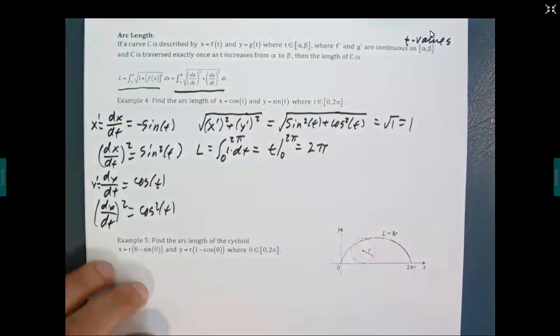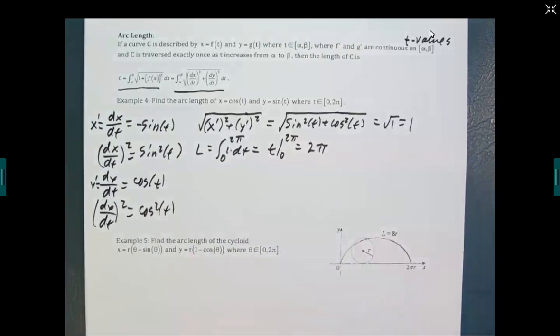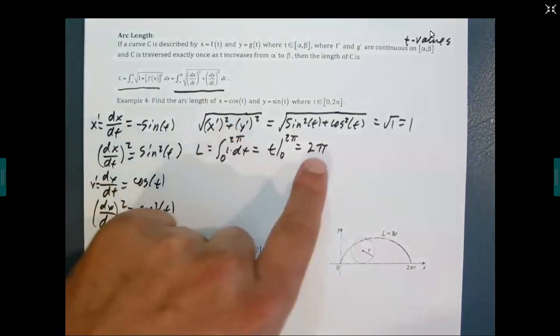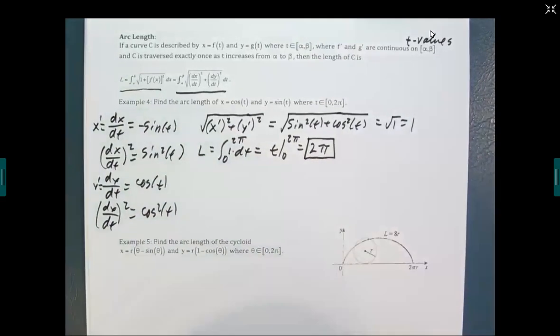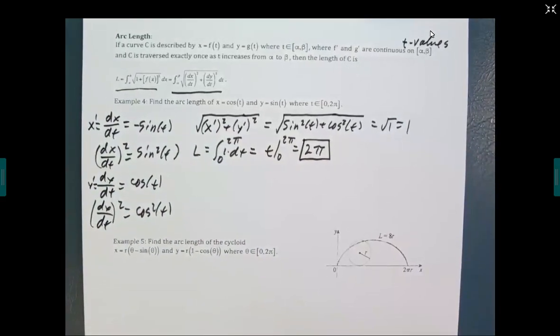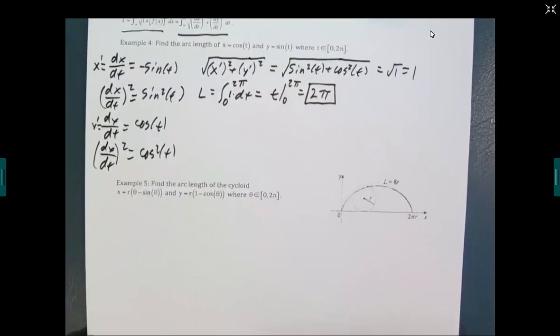Now we know the circumference of a circle is 2 pi r. And because this is the unit circle, r is just 1. So this is actually exactly what we would expect to get if we were to do it even geometrically.